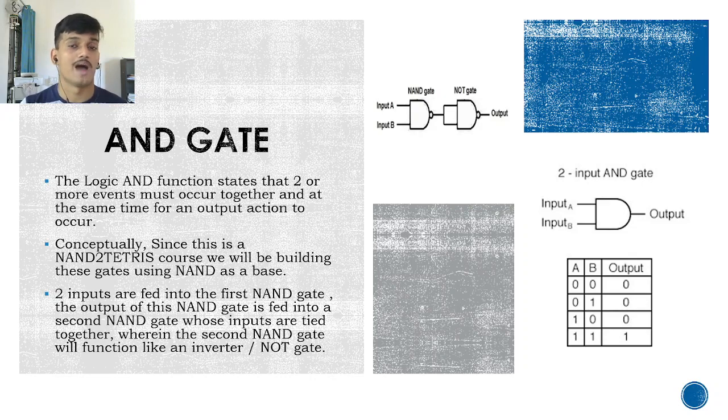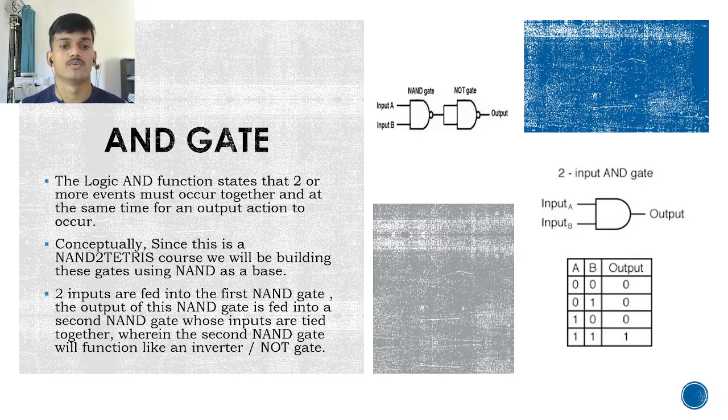Before heading on to the AND gate implementation, in the NAND2TETRIS software, the basic gate that we'll be using as a base is the NAND gate. So what is a NAND gate? NAND is NOT of AND gate. So the output of an AND gate is complemented at the end to give a NAND gate. So moving on to the AND gate representation.